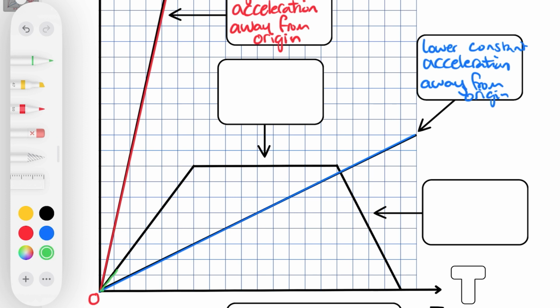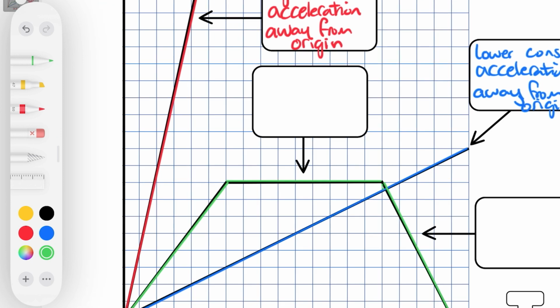Perfect. Now we've got this kind of story going on in the middle here. Let's do it in green. So we've got this straight up part here, which we've already described. We could describe that as a medium, constant acceleration away from the origin. Then we've got this flat part here. We've got this part that then goes back down.